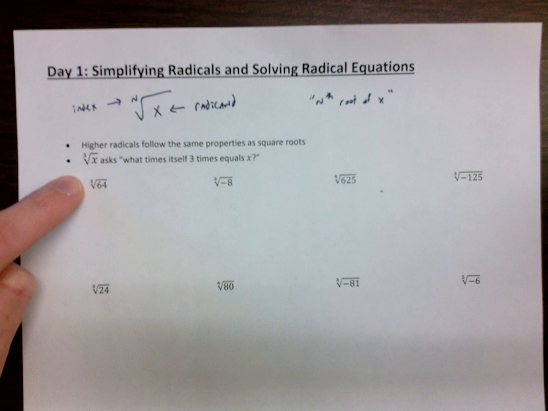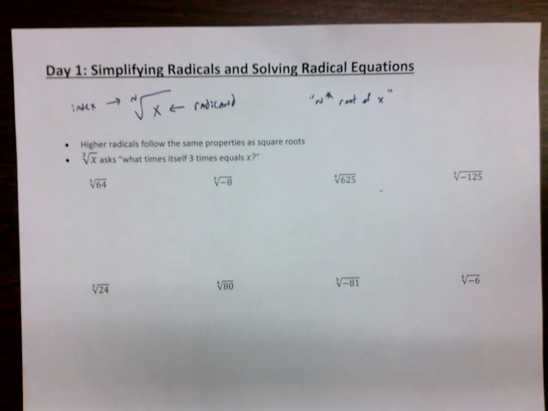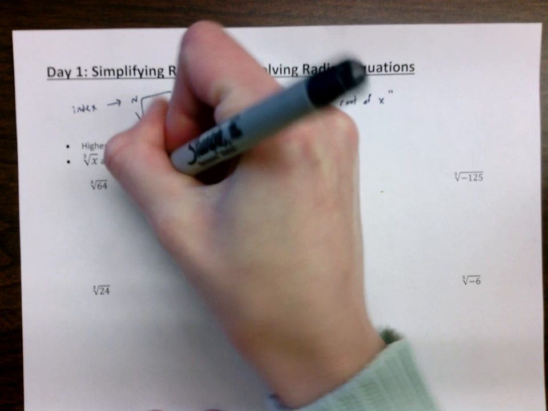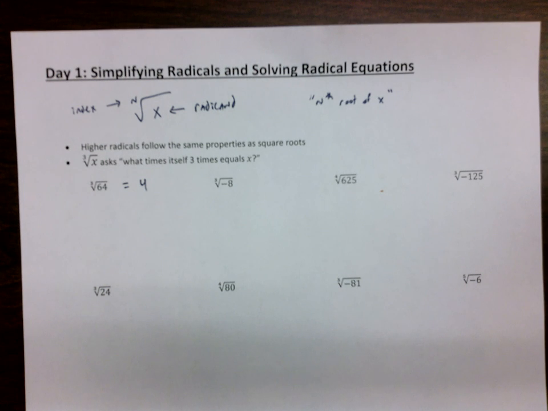So for example, this one is asking us what number times itself 3 times equals 64. Well, 4 times 4 times 4 is 64. So the third root of 64 is 4.